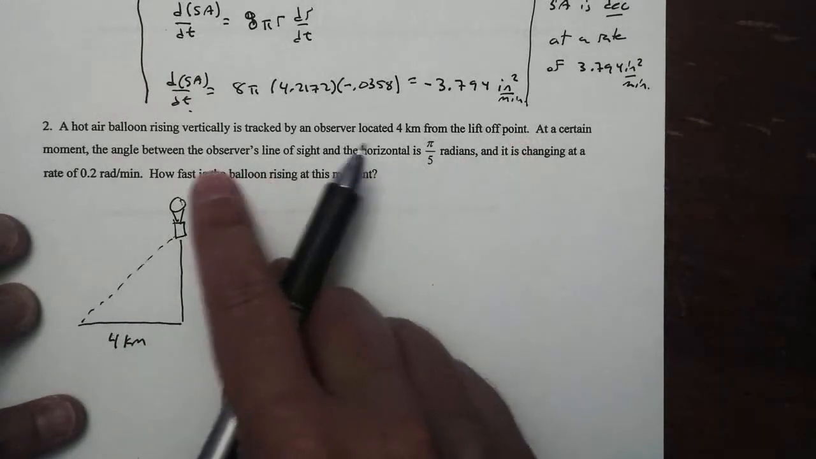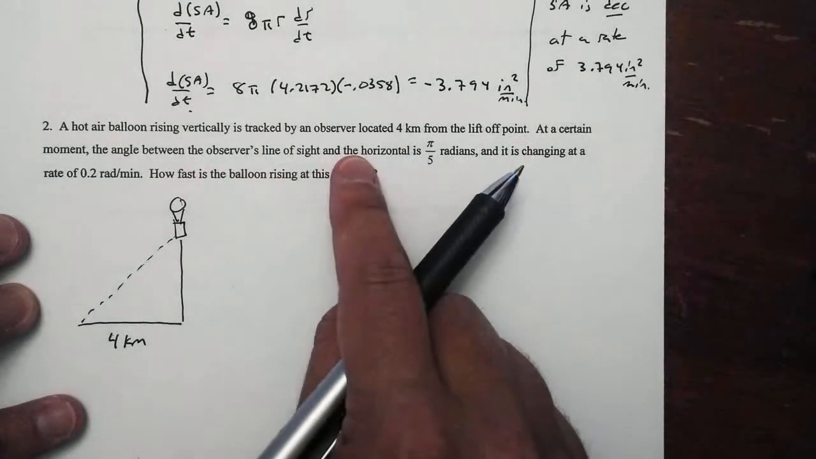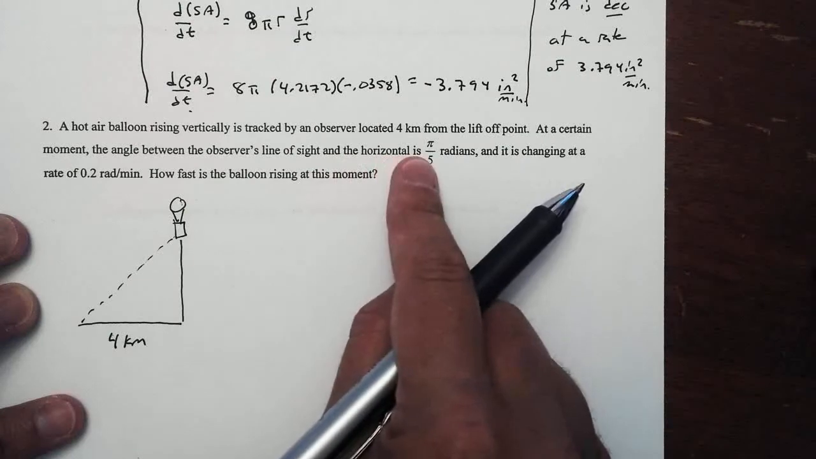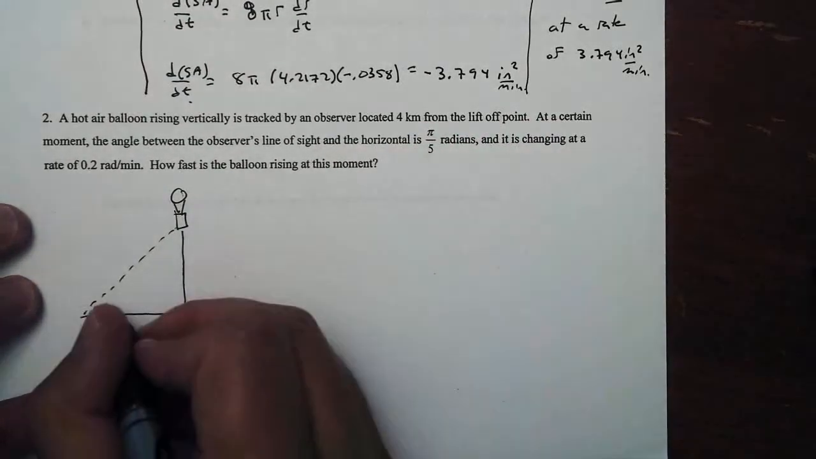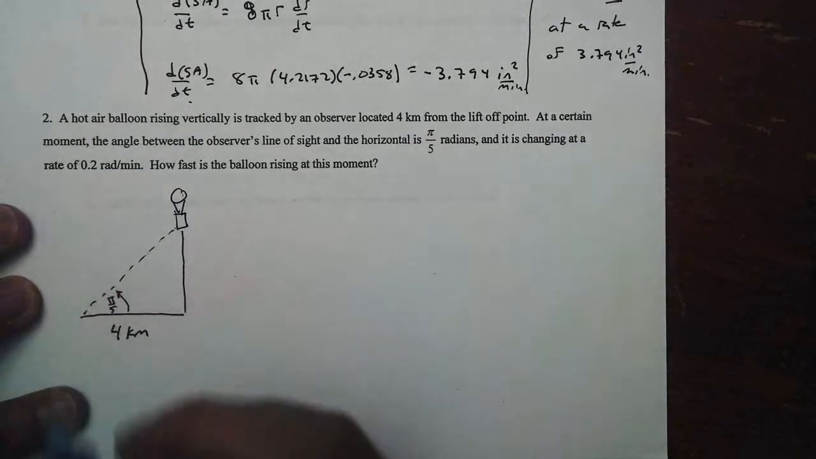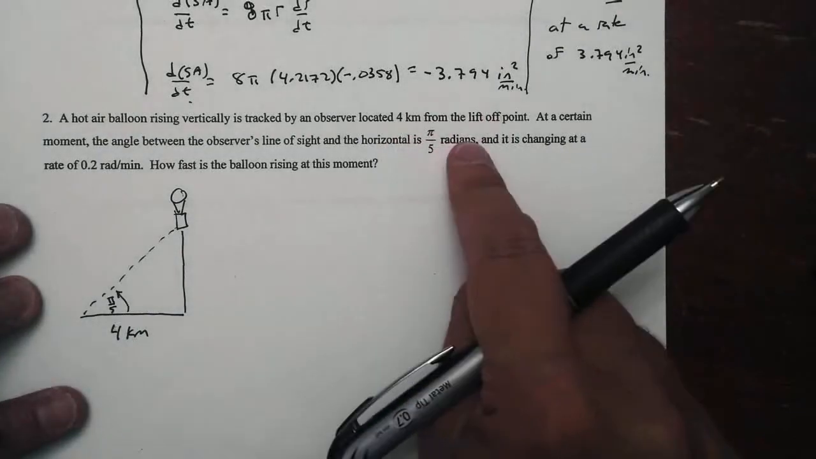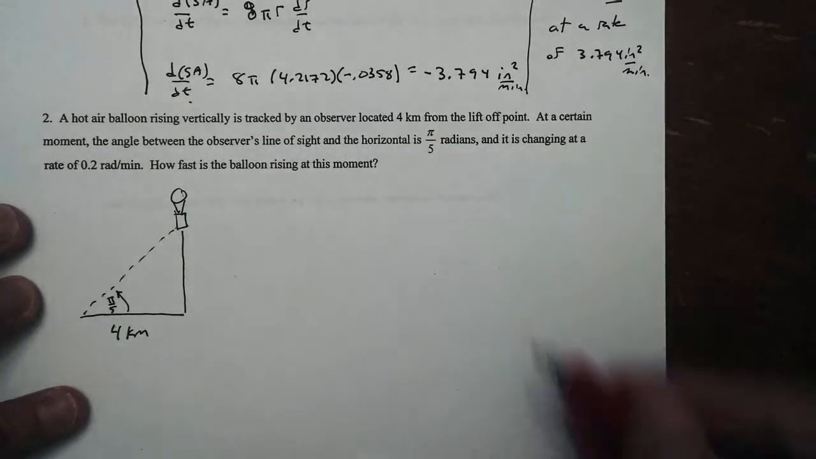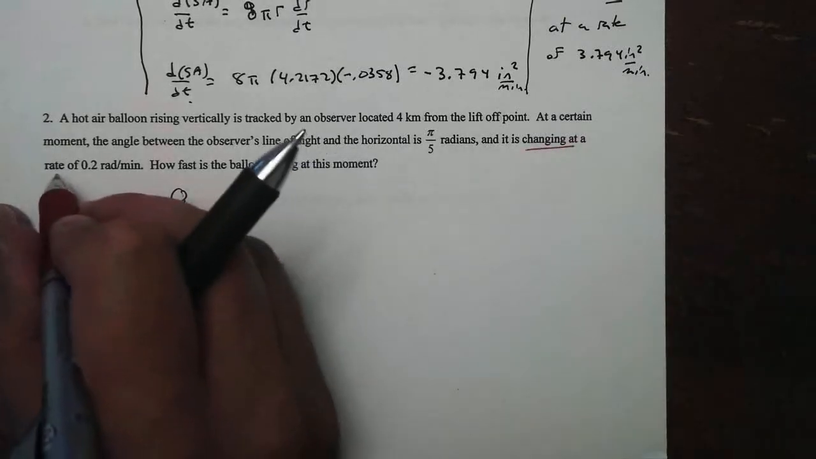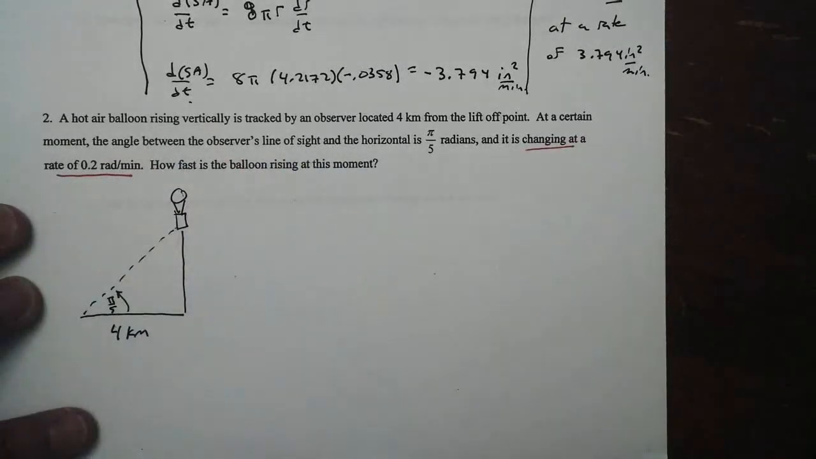At a certain moment, the angle between the observer's line of sight and the horizon is pi over 5 radians. Remember, we always are going to be in radians here. So this angle is pi over 5 radians. And it's changing at a rate. Oh, look, they give me this derivative. They say it's changing at a rate of 0.2 radians per minute.